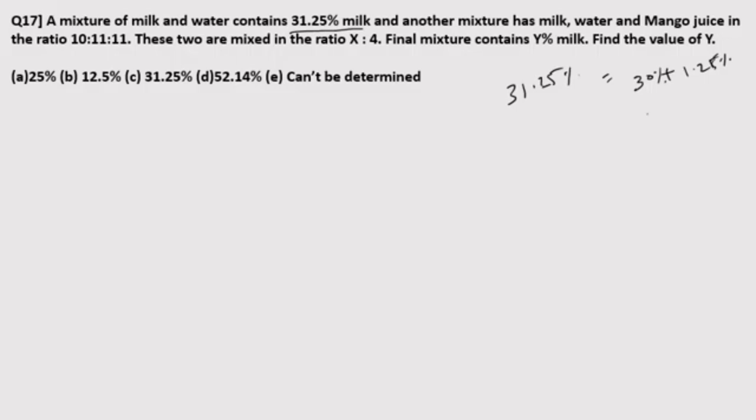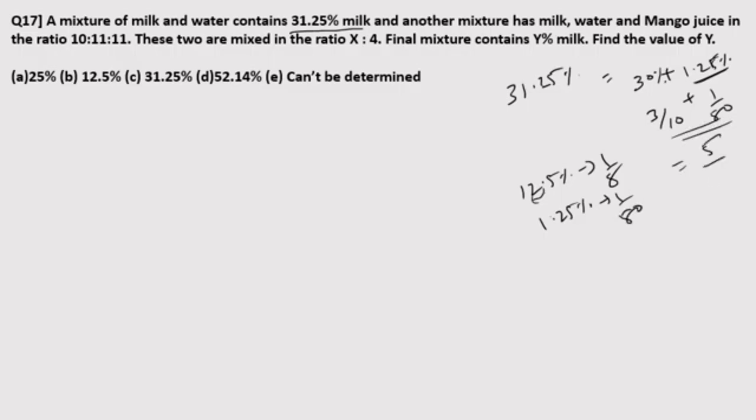So 30%, can I write 3 by 10? 1.25% I can write as 1 by 80. How 1 by 80? I know 12.5% is 1 by 8. Here the point is shifting one place left. In the case of 1.25%, the point is shifting one place left, so I can write this as 1 by 80. Okay, so 3 by 10 plus 1 by 80, this is basically 5 by 16. This is one way of solving.